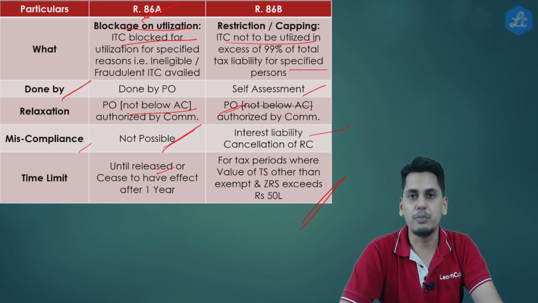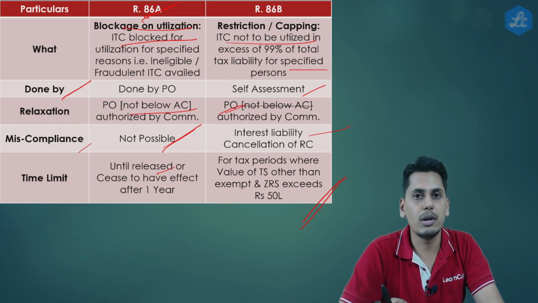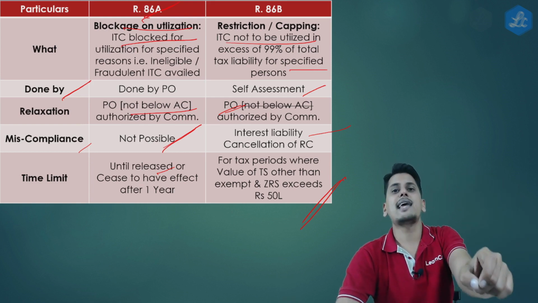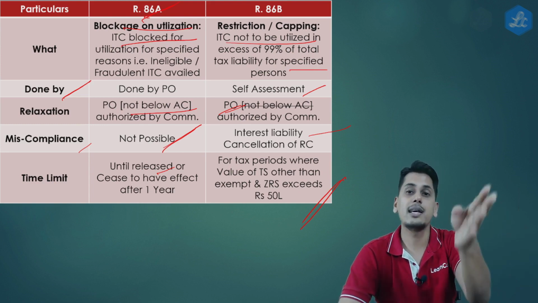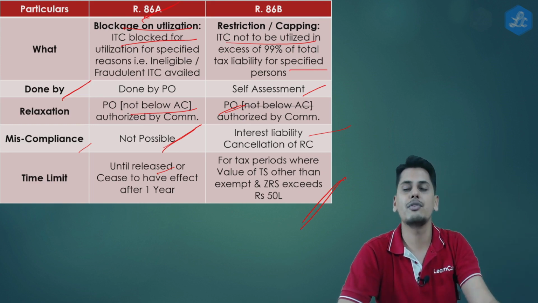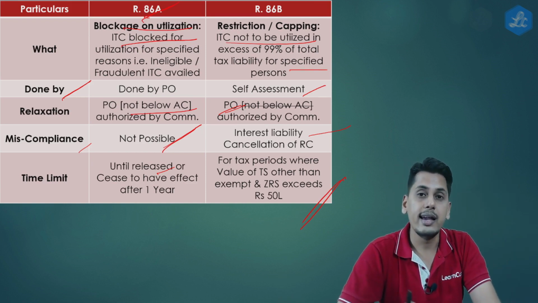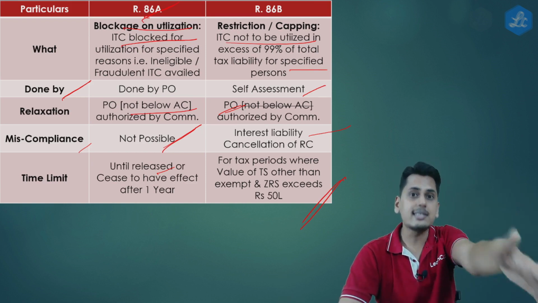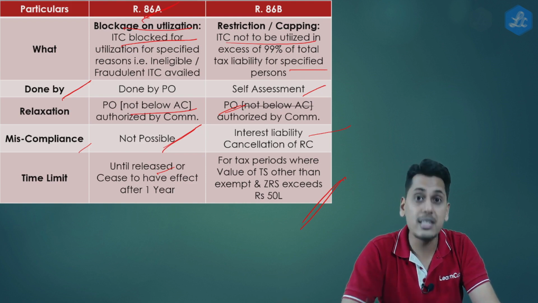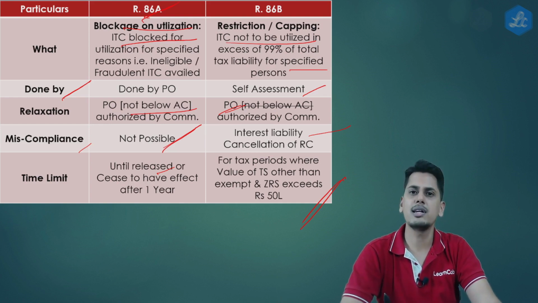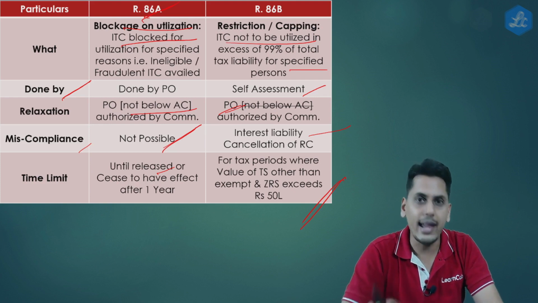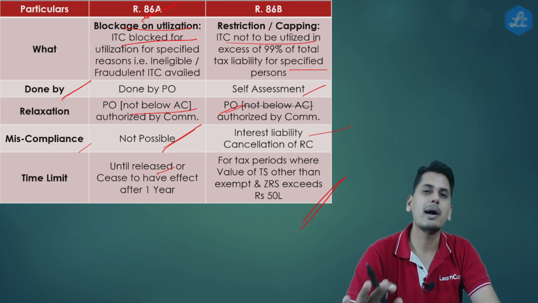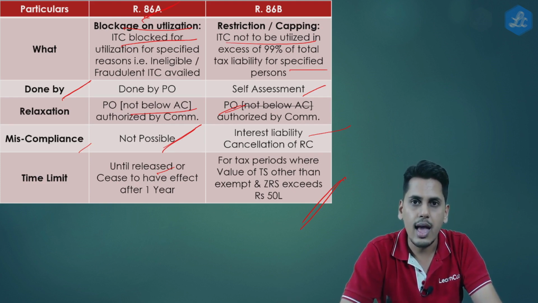As regards 86B, there is no such outer time limit which is available. For all those tax periods where your turnover has exceeded the threshold, where the value of taxable supplies other than exempt and zero rated supplies has exceeded 50 lakhs, for all those tax periods, 86B is applicable to you unless you are covered by the specific relaxations which are there in Rule 86B. Unless you are covered by those relaxations, 86B is applicable to you. There is no outer time limit which is available. So these were the minute differences between Rule 86A and Rule 86B.